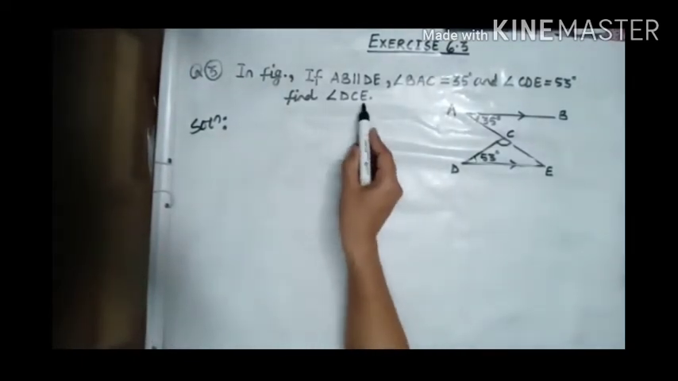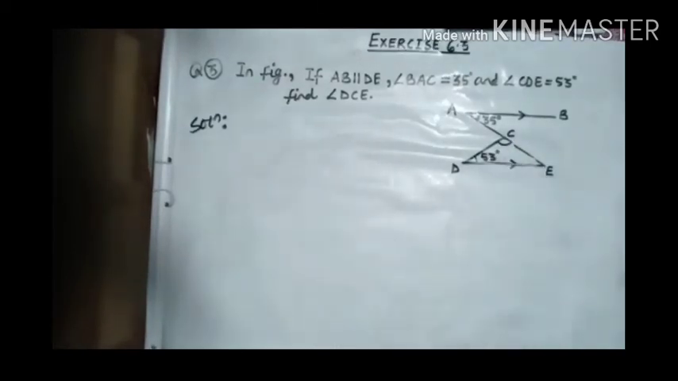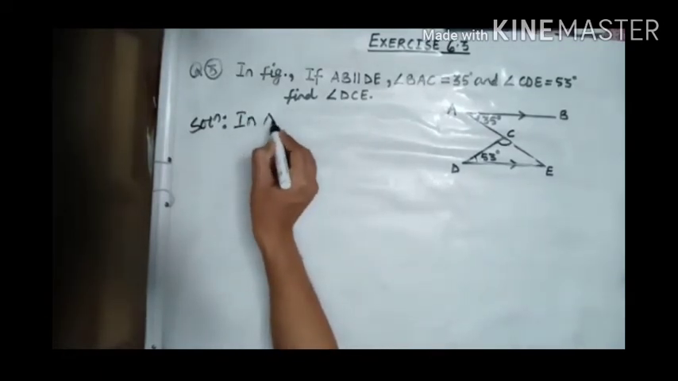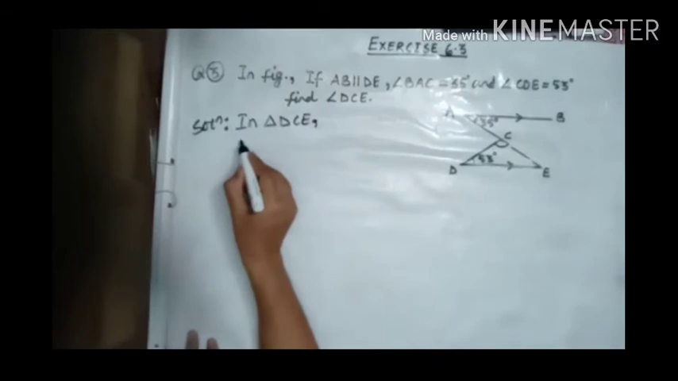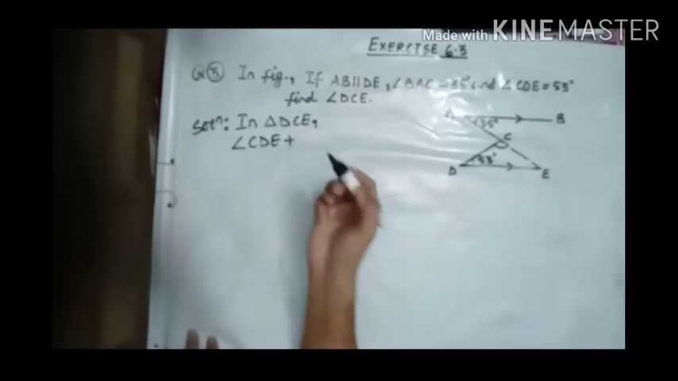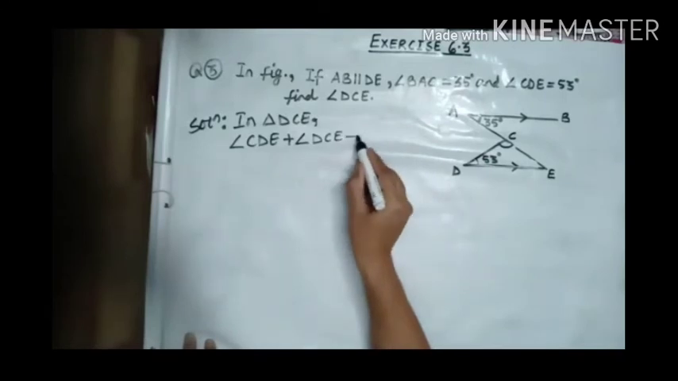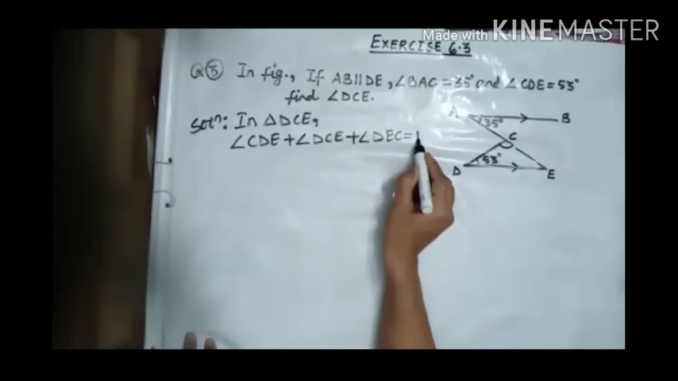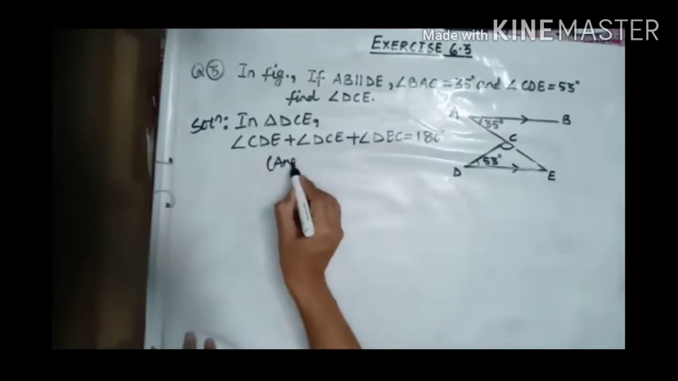In order to find the value of angle DCE, we prefer to use the angle sum property for triangle DCE. So in triangle DCE, we have angle CDE plus angle DCE plus angle DEC equals 180 degrees. Reason: angle sum property.